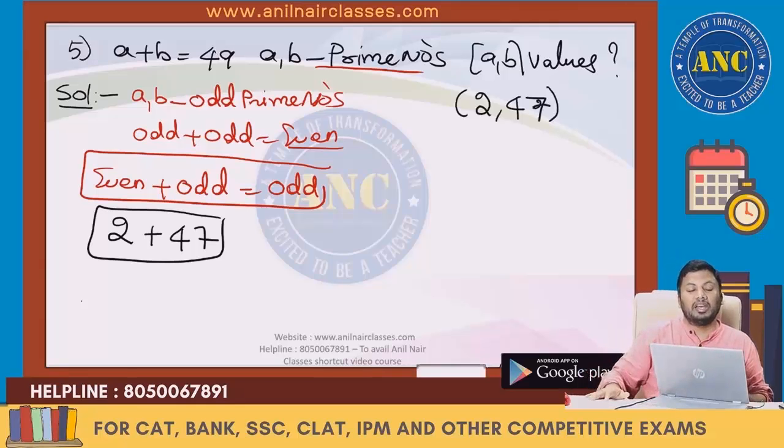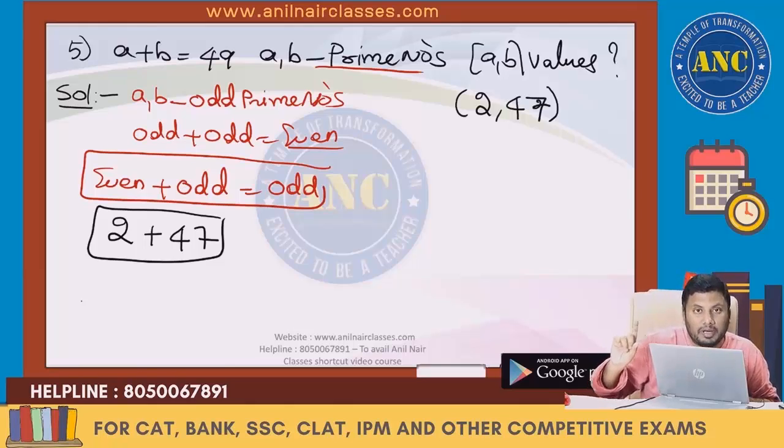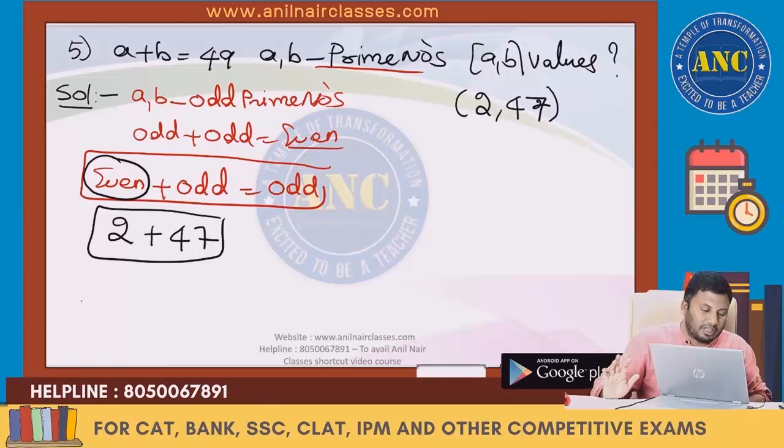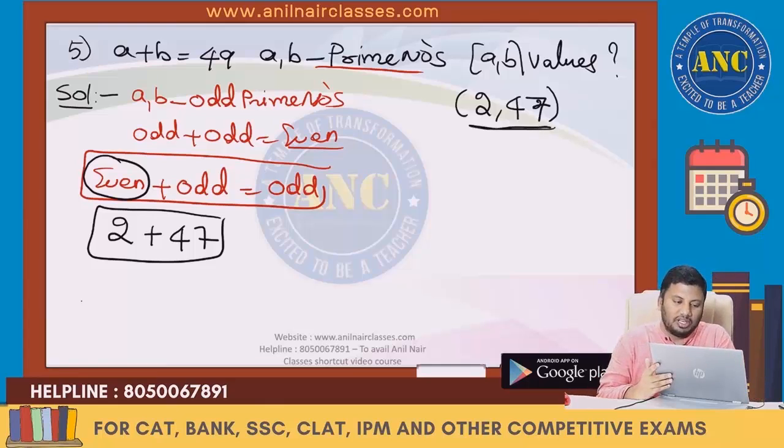There cannot be any other value. Why? Because 49 is an odd number. The sum of two prime numbers is odd only if one has to be even and another has to be odd. The lowest even prime is nothing but 2. If it is 2, the other will be 47. 2 plus 47 is 49. So the value is 2 comma 47.